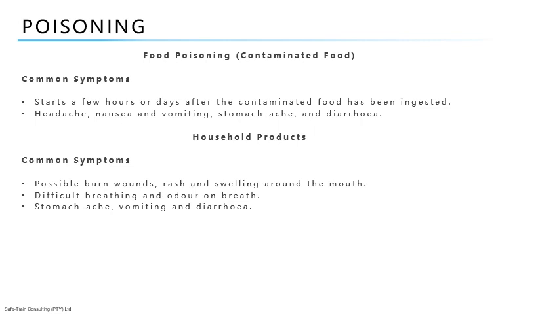Food poisoning is usually caused by contaminated food. Common symptoms start a few hours or days after the contaminated food has been ingested: headache, nausea and vomiting, stomach ache, and diarrhea. Household products. Common symptoms: possible burn wounds, rash and swelling around the mouth, difficult breathing, and odor on breath, stomach ache, vomiting and diarrhea.